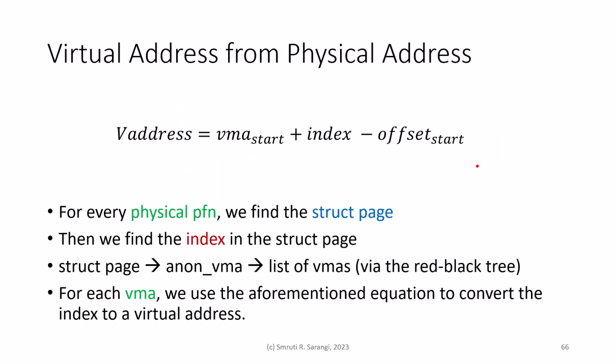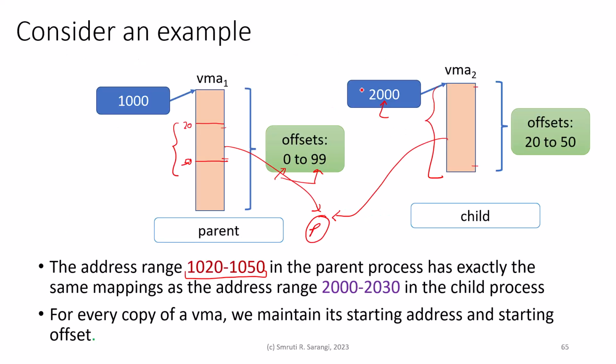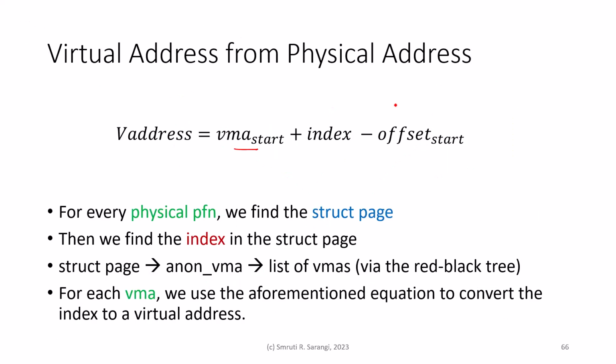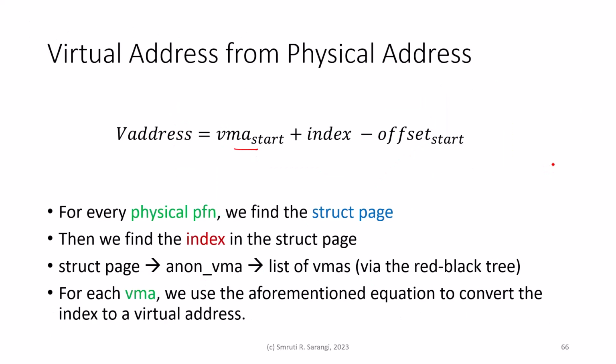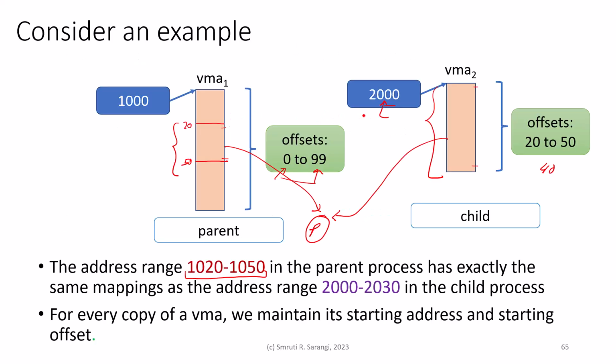The virtual address is nothing but the starting address of the VMA, for example 2000, plus the index. In this case, let us say the index, which will be in this offset range, is 40. So this is 2000 plus 40 minus the starting offset, which in this case is 20.